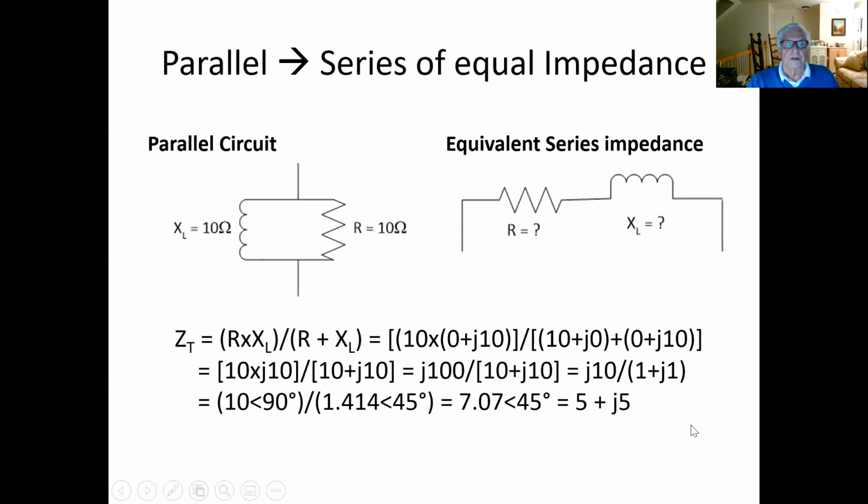So supposing we wanted to get equivalent impedances. What's the equivalent impedance? We have a parallel circuit, which is 10 ohm inductance and resistance 10 ohms. What would be the equivalent if we had made that into a series? Well, we have to find out what the total ZT is. We do that, and we're doing it this way.